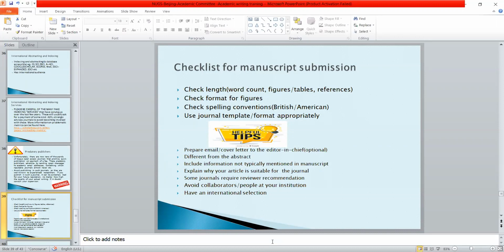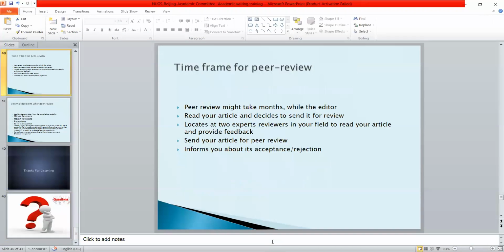Then one of the things that we must always avoid is suggesting collaborators or people at your institution. For instance, if I send my paper to my supervisor, or I suggest my supervisor as a reviewer, the person is going to be biased when the work is sent to the person. So your work must not come as quality as you want. So let's take note of that.